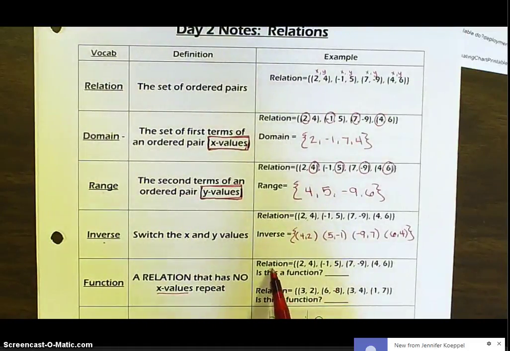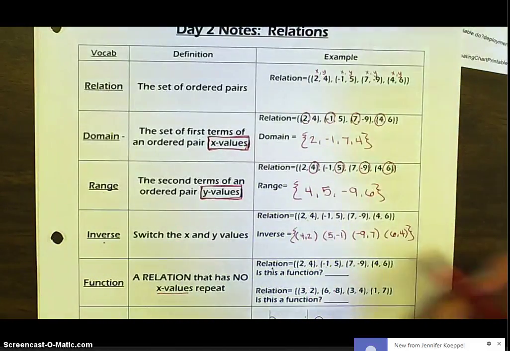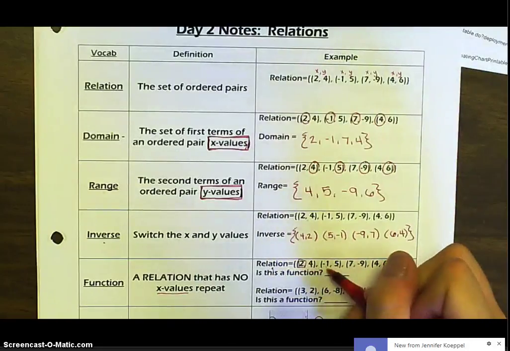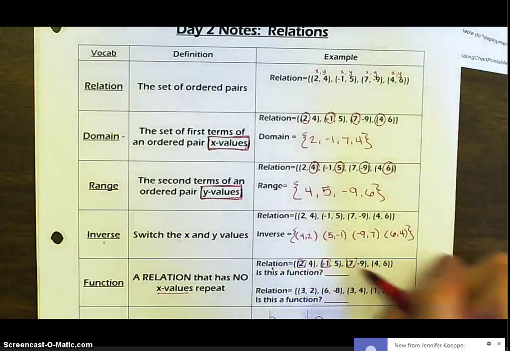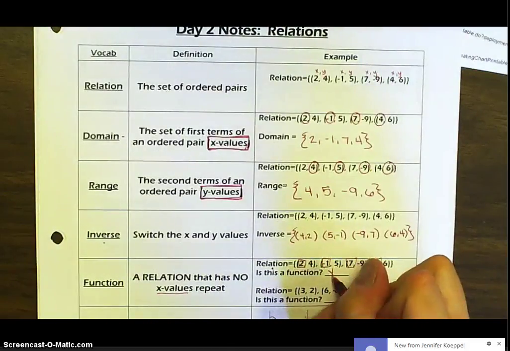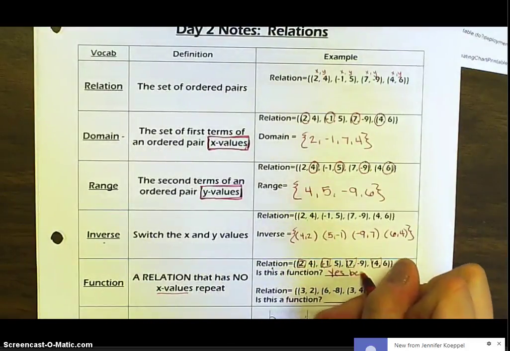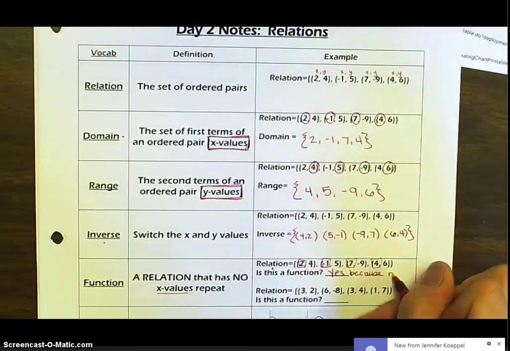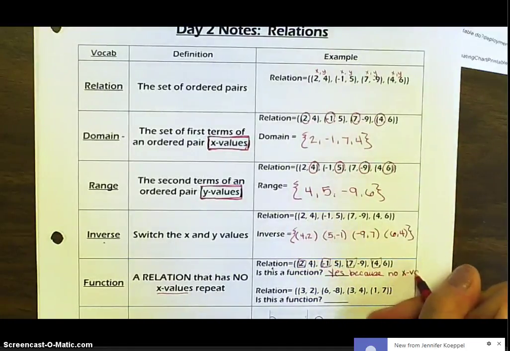So here we go. Here's our relation: 2, 4, -1, 5, 7, -9, and 4, 6. Let's take a look. Look at just your x values. Do any of them repeat? 2, -1, 7, 4. So no. Is this a function? Yes, because no x values repeat.